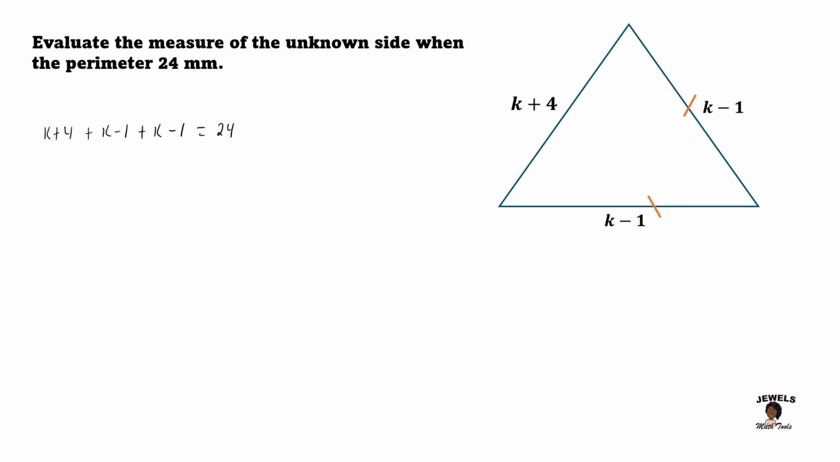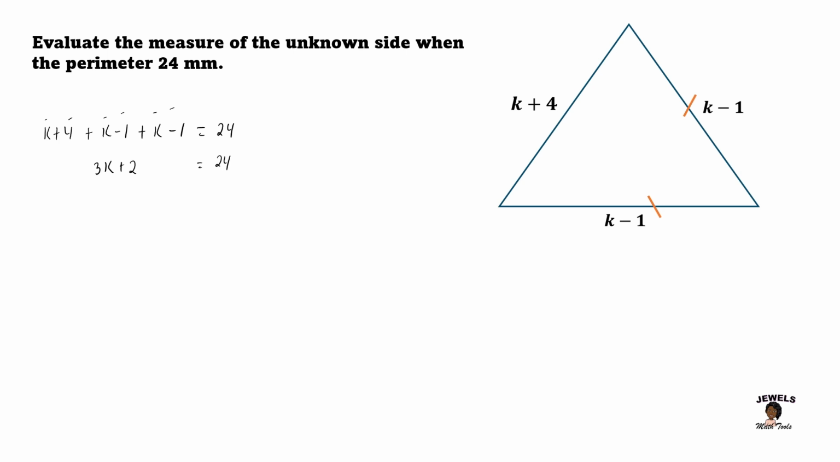And I'll begin by adding my k's. So k plus k will equal 2k, and 2k plus k will equal 3k. Now we're going to work through our numbers. So we have 4 minus 1 is equal to 3, and 3 minus 1 is equal to 2. So we have 3k plus 2 is equal to 24.